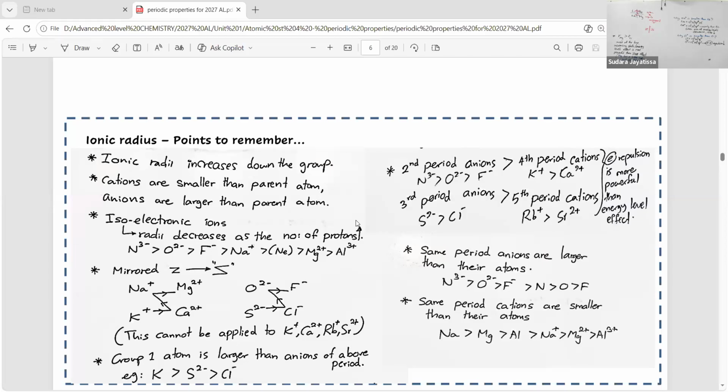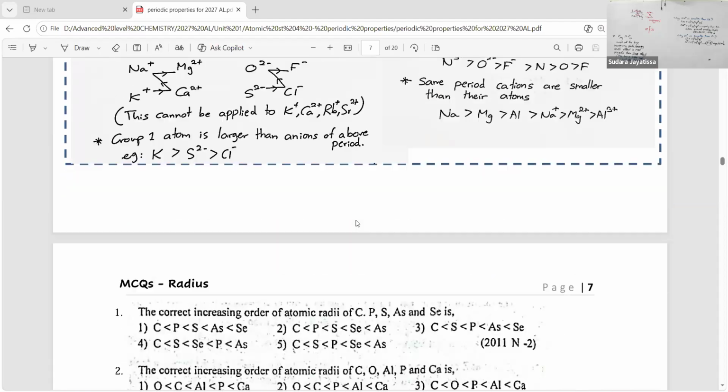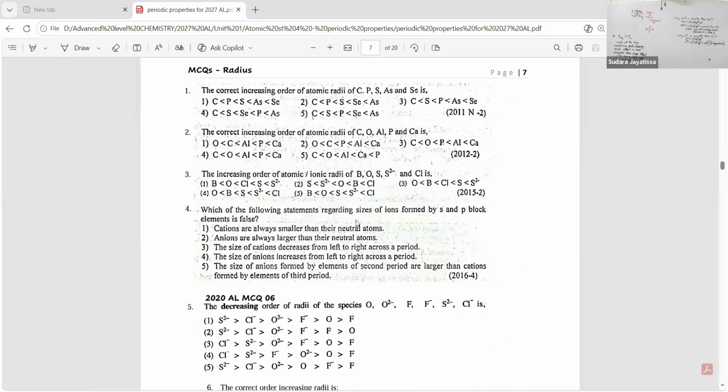And then same period cations are smaller than their atoms. That means sodium plus is smaller than aluminium. The important thing: highlight the last 2 only. Same period anions are larger than their atoms, and same period cations are smaller than their atoms. Okay, now to practice everything.